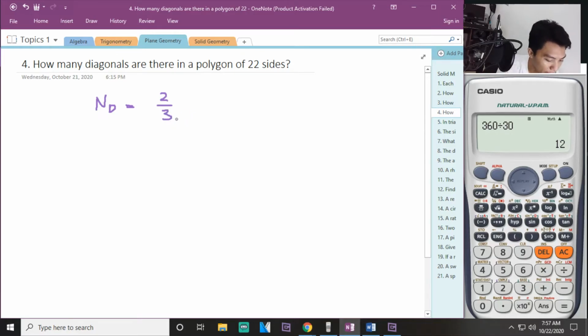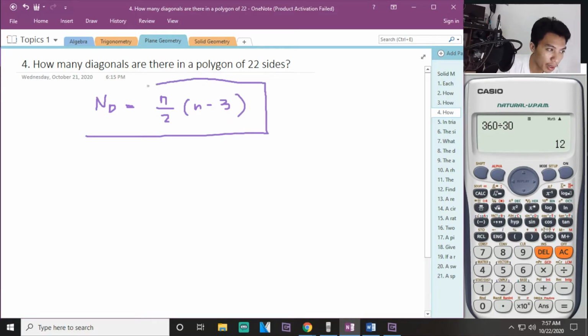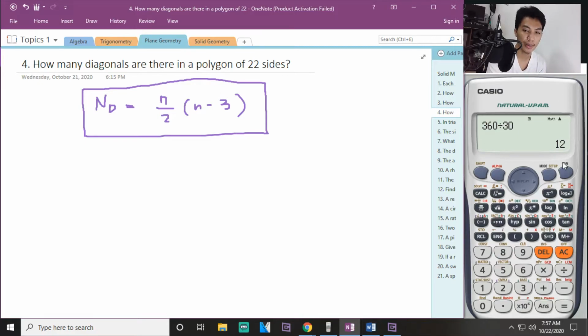Mali pala. So, n over 2 tapos n minus 3. This is another formula for your number of diagonals. Yung isa, yung shortcut, yung NC2. So, this is the longer method.